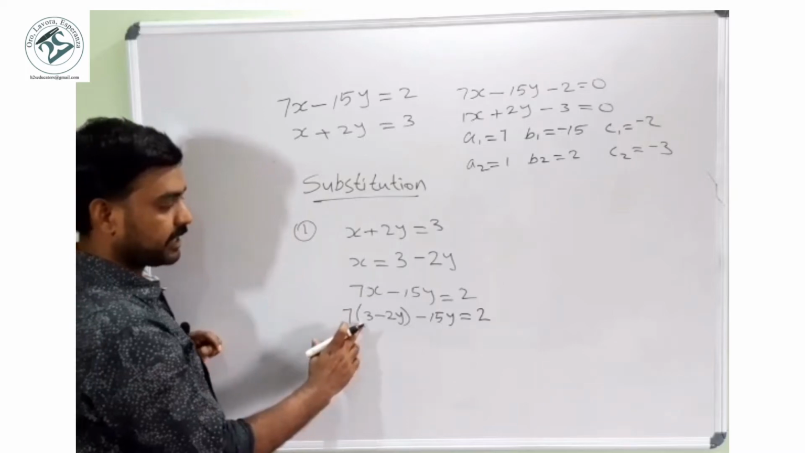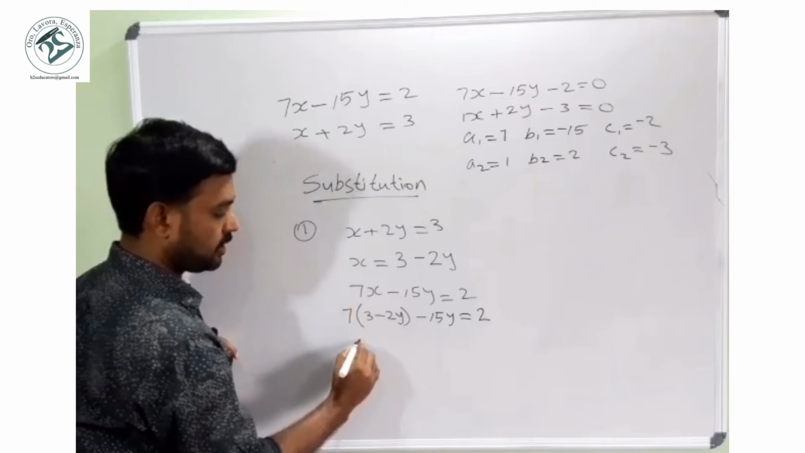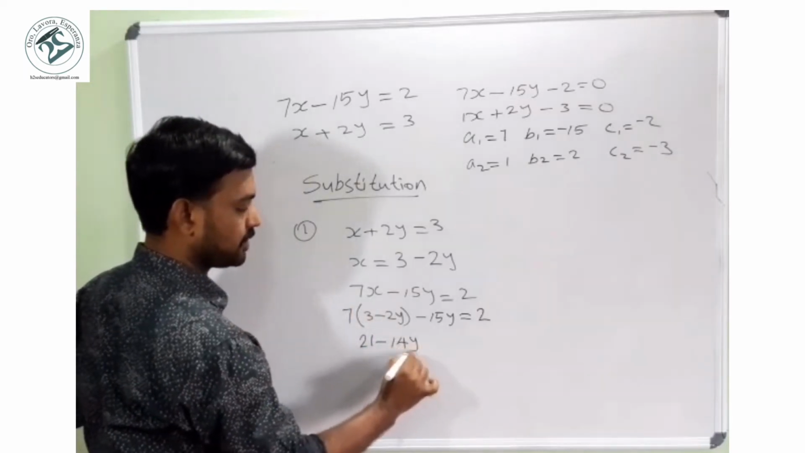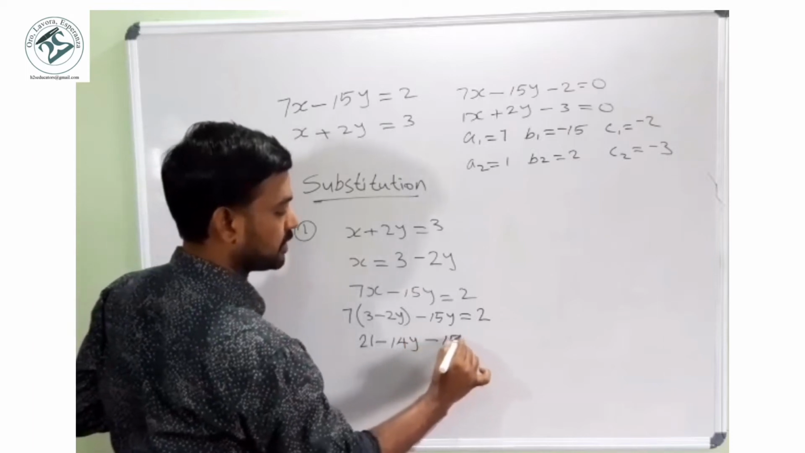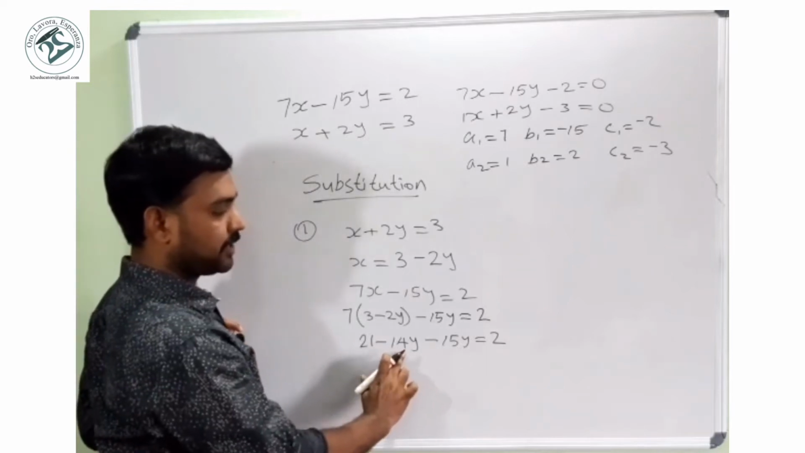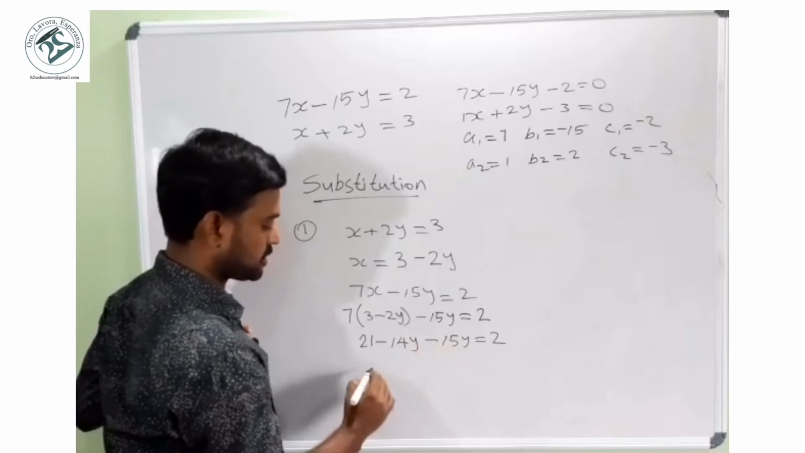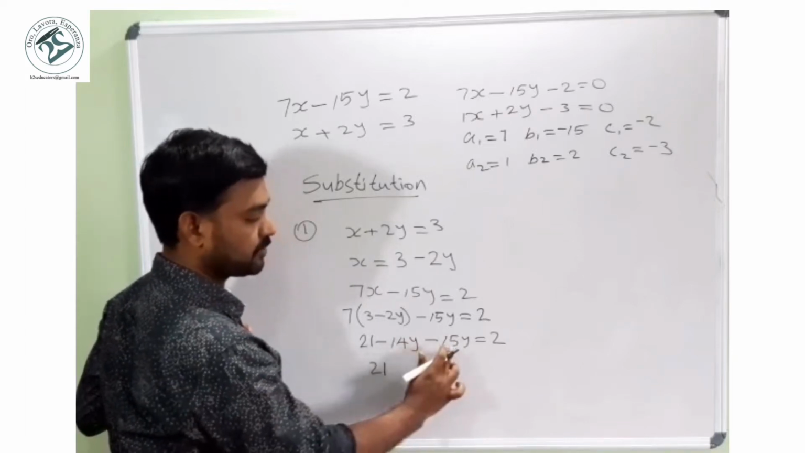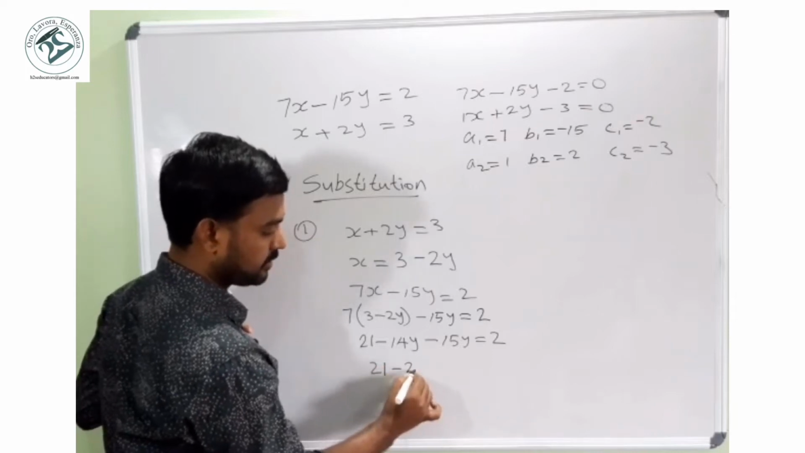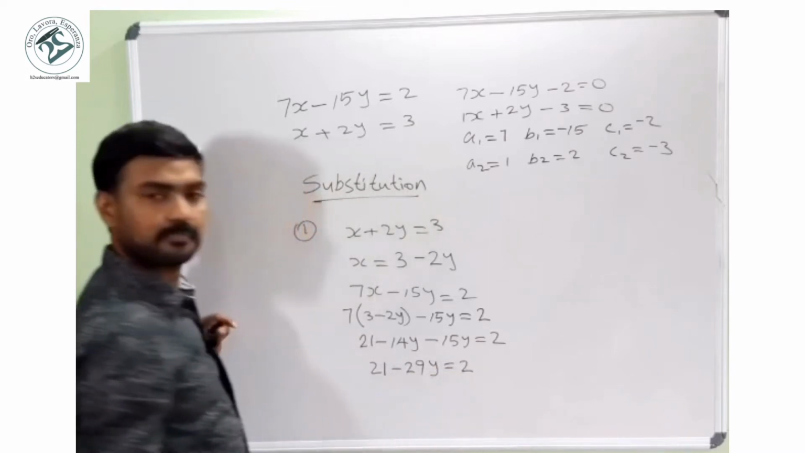Now, as we studied, we can remove the bracket by multiplying the number which stands outside. 7 into 3 is 21. 7 into minus 2y is minus 14y. Minus 15y is equal to 2. Here the like terms are minus 14y and minus 15y. Both are subtractions, so together we can add them. So 21 minus 14 plus 15 totals 29, so minus 29y is equal to 2.